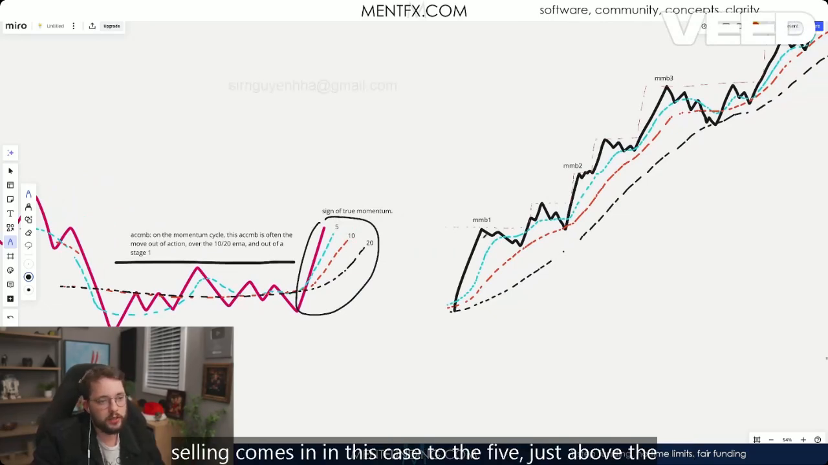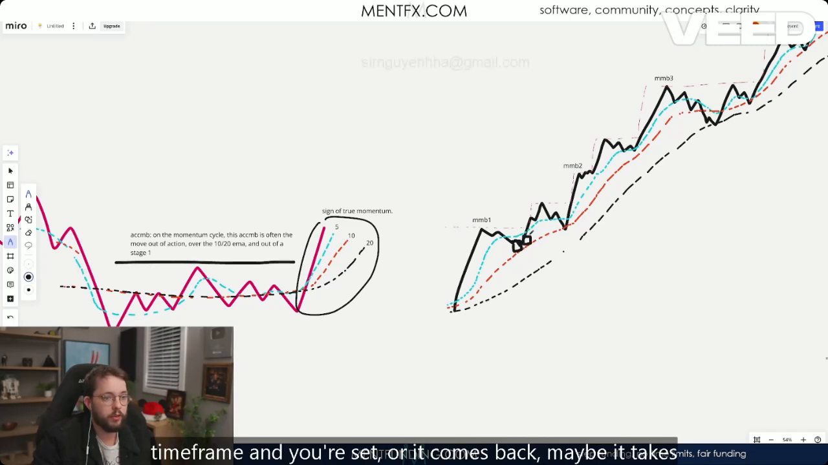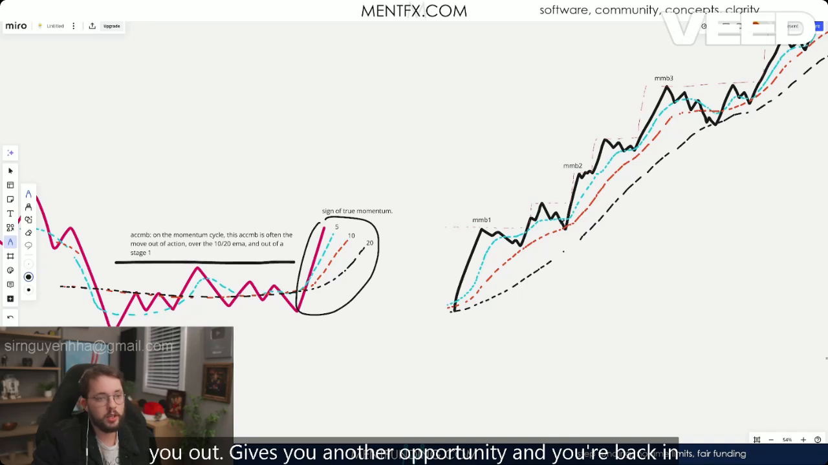And that comes down, selling comes in this case to the 5, just above the 10. Maybe at the time, the 10 might have been here. Maybe, you don't know, because after this goes, then it catches up and goes higher. Maybe you get your opportunities in here on your lower time frame and you're set, or it comes back, maybe takes you out or gives you another opportunity and you're back in here. Same thing. Price pulls back.